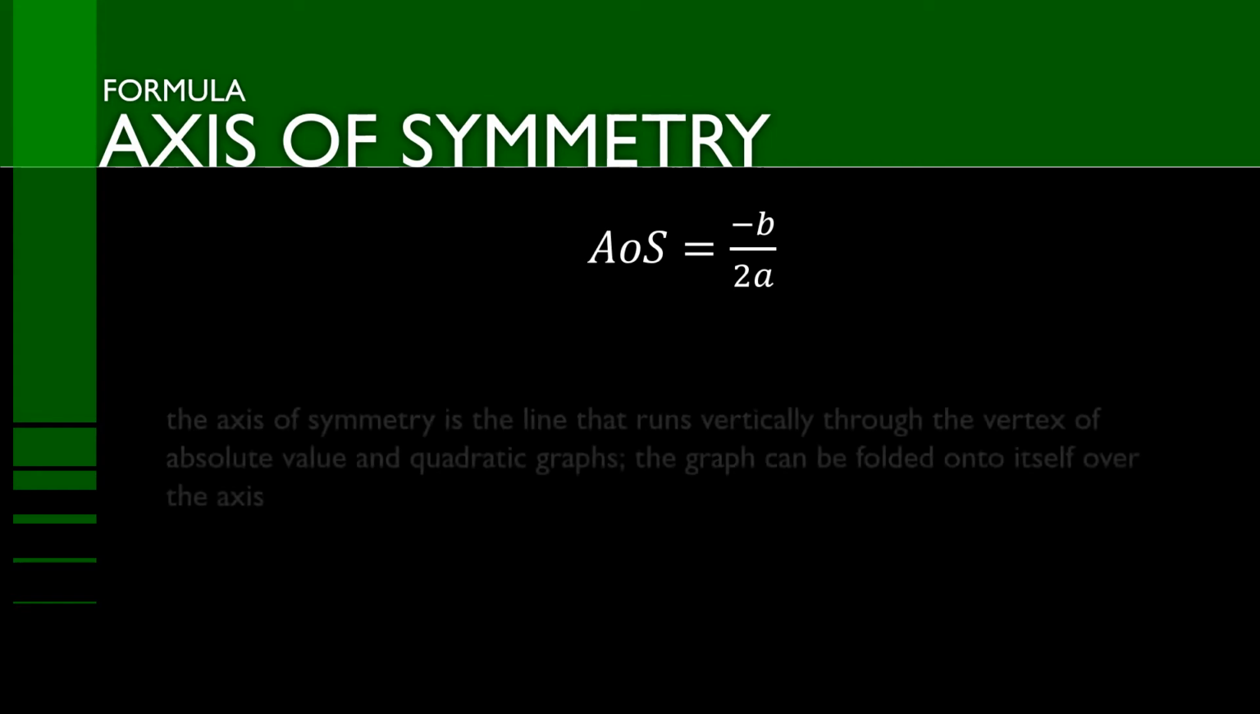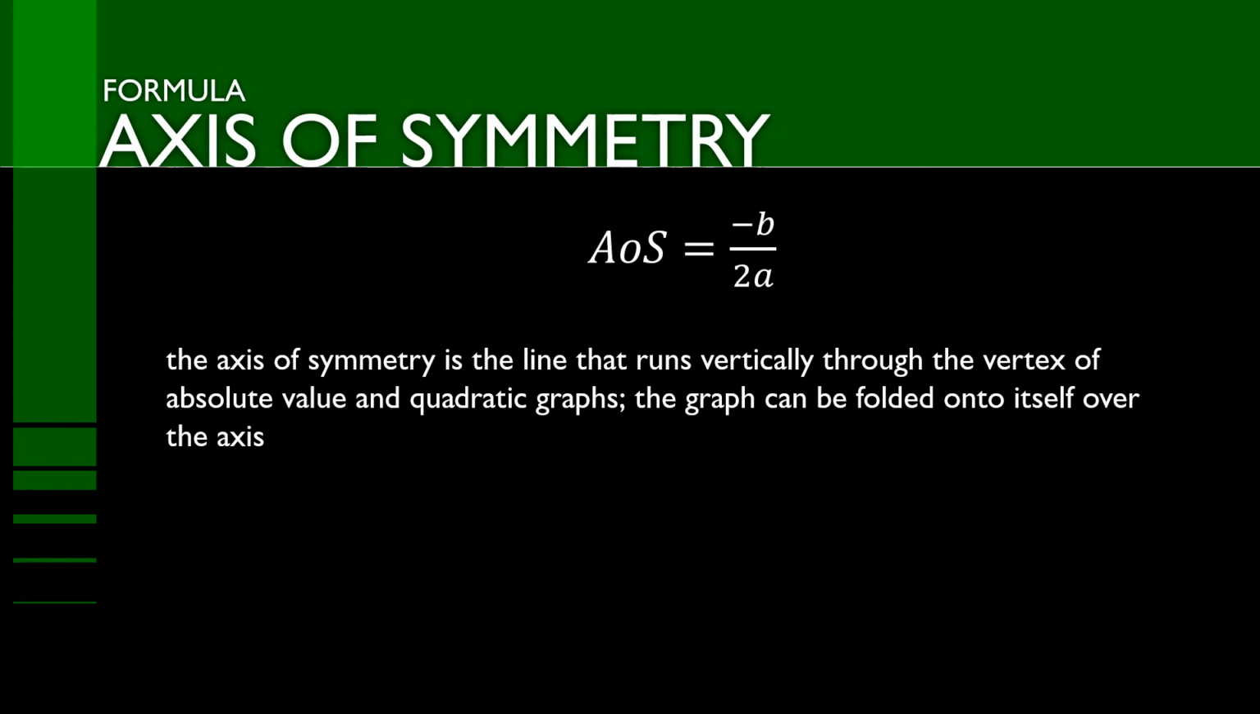Next up, we've got the axis of symmetry, and the axis of symmetry formula for standard form is negative b over 2a. So we're going to take that b value, multiply it by negative 1, and then divide that result by 2 times the a value. Just a reminder that the axis of symmetry is the line that runs vertically through the vertex of either an absolute value or a quadratic graph, and the graph can be folded onto itself over that axis.